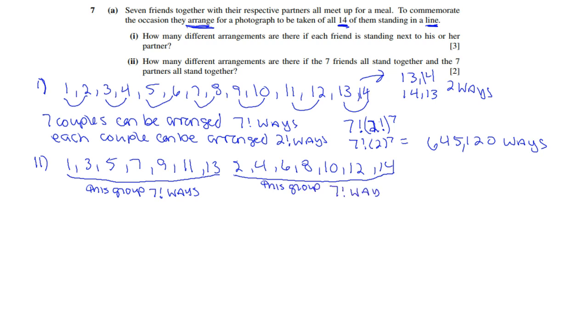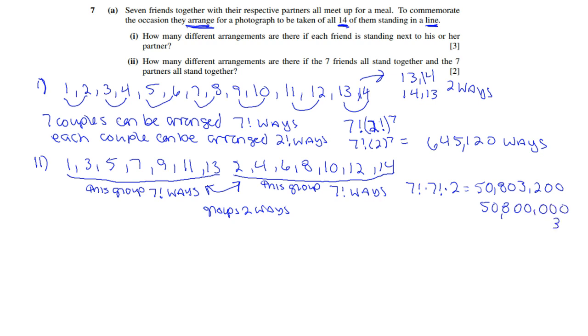And now I've got to keep in mind, though, these groups, one's on the right and one's on the left, they could be standing in 2 different ways, which is the same thing as 2 factorial. And so all I've got to do is multiply all these ways together, 7 factorial times 7 factorial times 2. And I'll get 50,803,200, but that rounds to 3 significant figures of 50,800,000 ways that these people could stand.